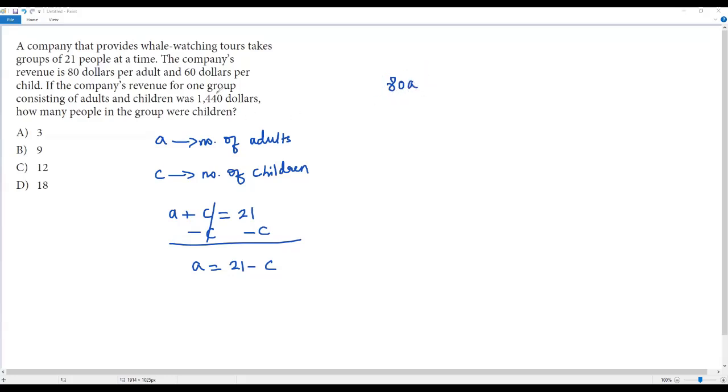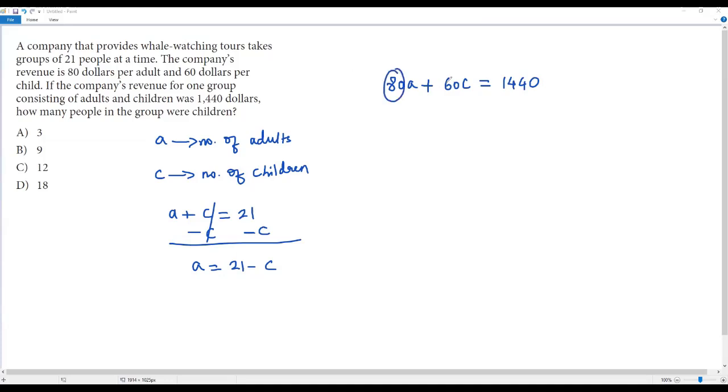The same thing we have to do for children. The company's revenue is $60 for one child. And what is the company's revenue for C children? We have to multiply 60 by C. So 60C represents the company's revenue for C children. When we add them, we get the total revenue. According to the question, the total revenue is $1,440. So here we got 80A + 60C = 1,440.